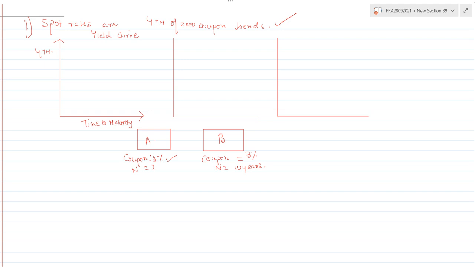And we have already seen that longer term bonds should offer higher yields to investors compared to shorter term bonds. So we can say that the yield of this 10-year bond should be greater than the yield of the 2-year bond, because this longer term bond is more risky than the shorter term bond.